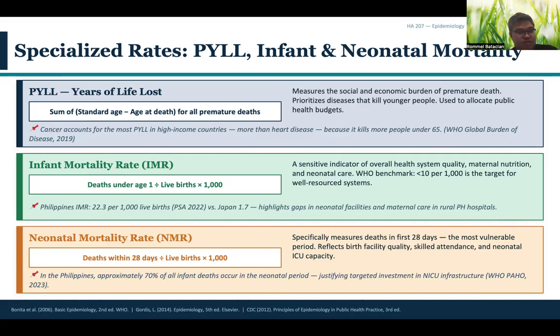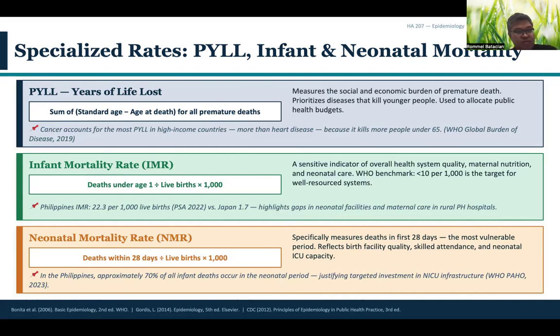Because it shifts our focus from total deaths to premature deaths. For example, a disease that kills 200 people at age 80 contributes far less to potential years of life lost versus a disease that kills 50 people at age 30, because that is a premature death compared to dying at a much more advanced age.